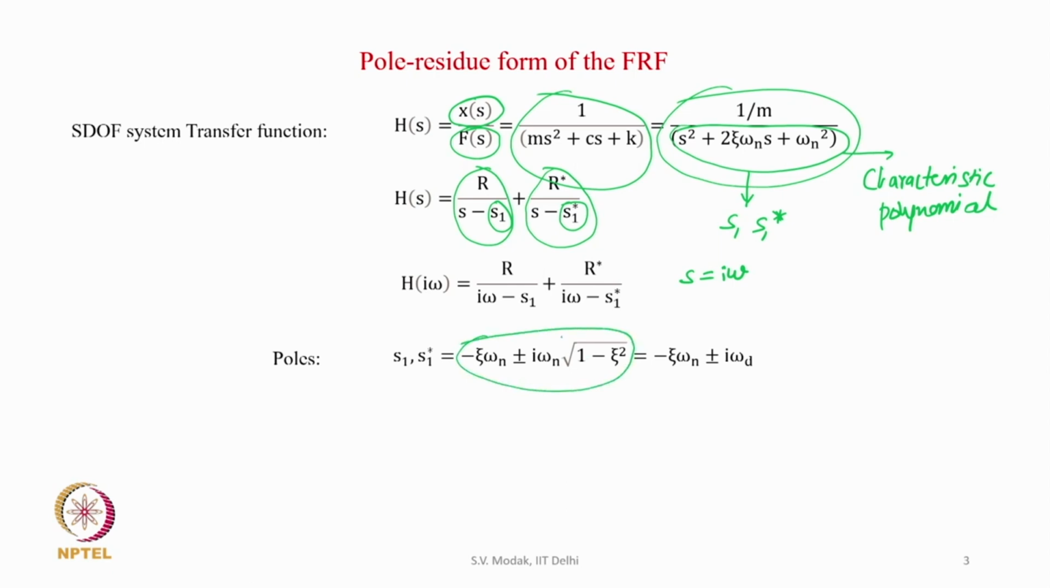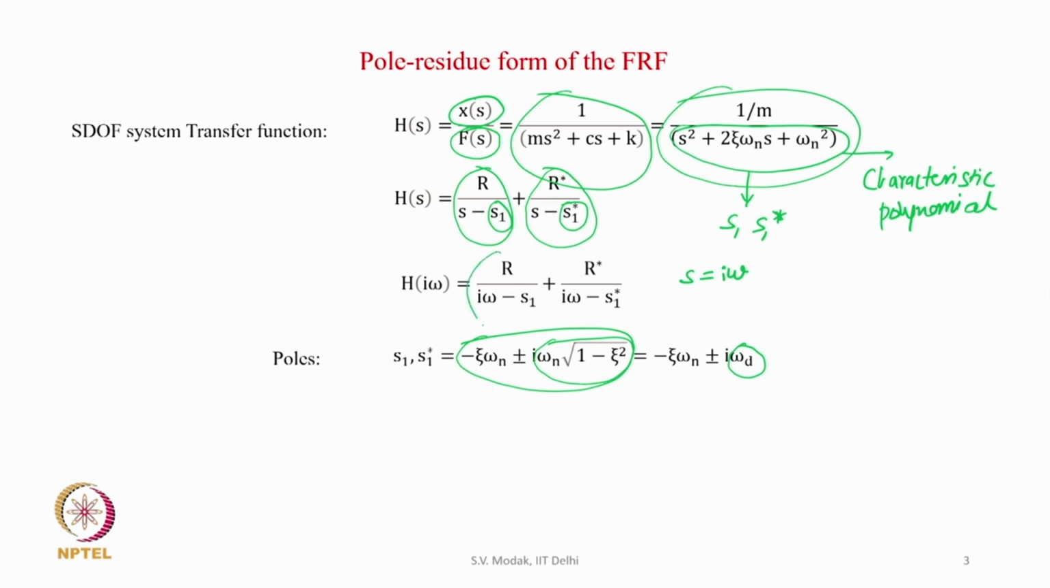And if you represent omega n times the square root of 1 minus zeta square by omega d, then the poles can be written as minus zeta omega n plus minus i omega d, right. So, these are the poles of the system, and in the FRF we see that each term corresponds to a pole, and there are two terms, because there are two poles, and for each term there is a constant in the numerator which is called the residue.